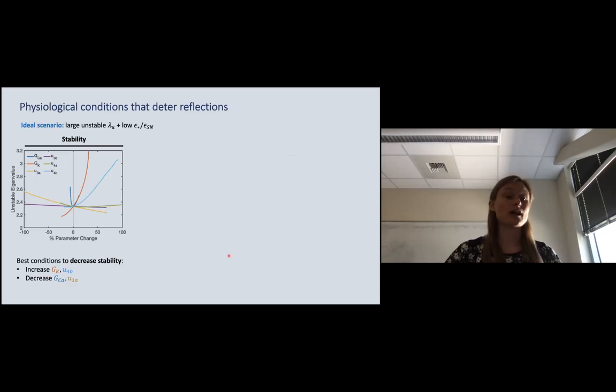But we find that these other values that control the rate and scaling of the potassium gating variable also control it as well. So remember, our ideal scenario in order to reduce the probability of reflections is that we would likely have a large unstable eigenvalue, and we would like to have a low epsilon star to epsilon saddle node ratio. So if we analyze this from the stability point of view, the best conditions that can decrease the stability are to increase GK and U4B and decrease U3A. Those are the ones to which the system is most sensitive in influencing that stability.